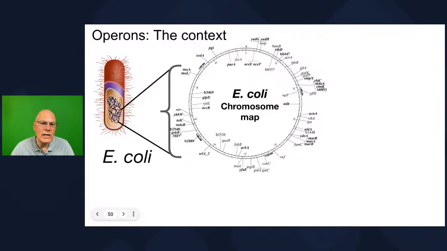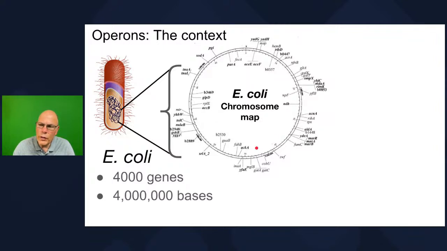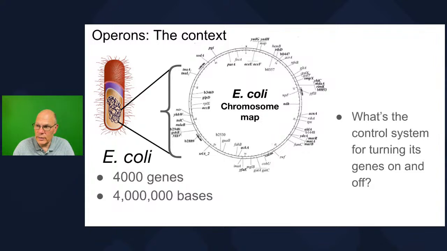E. coli is the experimental organism that this stuff was discovered in, but it's a pretty typical bacterium. It lives in our guts. It lives in the guts of almost all mammals. It might even live in the guts of all vertebrates. But here's E. coli, and its chromosome consists of about 4,000 genes and 4 million bases, which, just for some context, is only 1/1000th the size of our genome, which is 4 billion bases approximately.